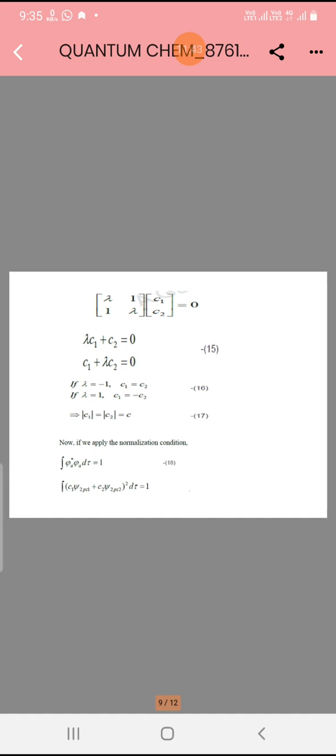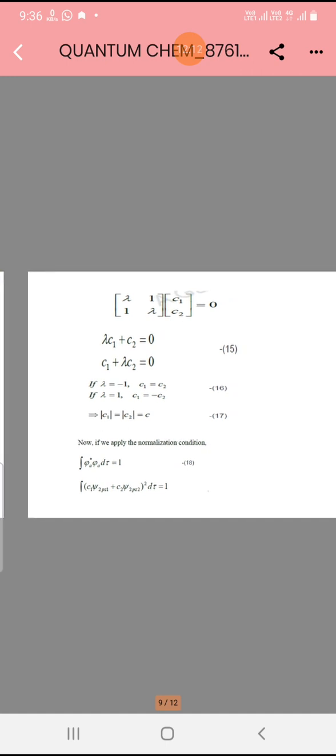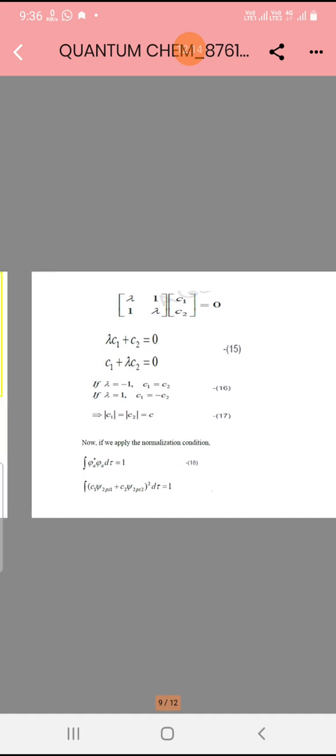Integration of psi star psi d tau is equal to 1. So the psi value, that is the molecular bonding orbital wave function, we write: integration of (C1 psi 2pz on the first carbon atom plus C2 psi 2pz on the second carbon atom) whole square d tau is equal to 1. So C1 square and C2 square values we take common. So we write psi 2pz on the first carbon atom plus psi 2pz on the second carbon atom whole square d tau is equal to 1. This value is equal to 1.